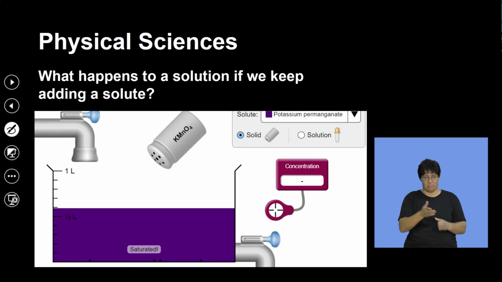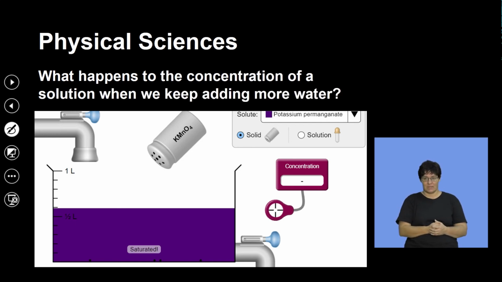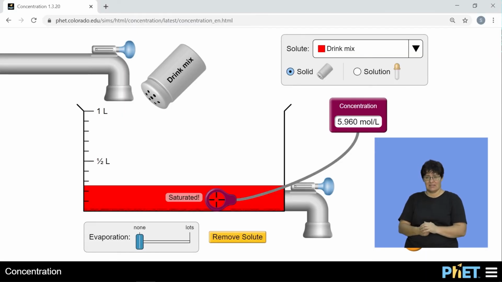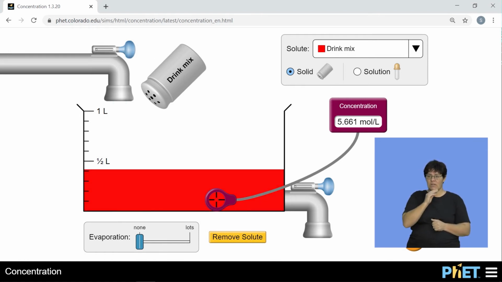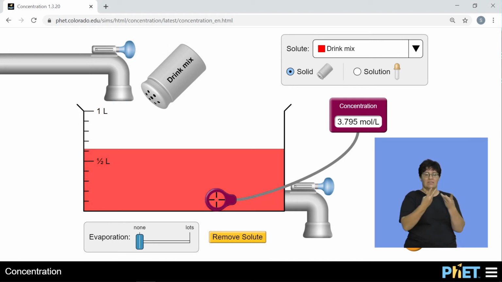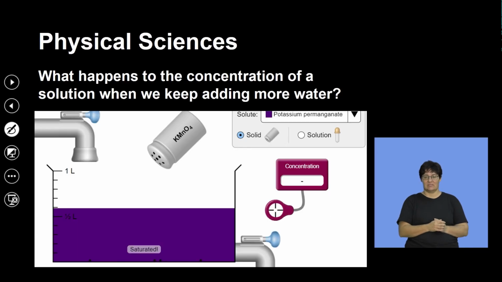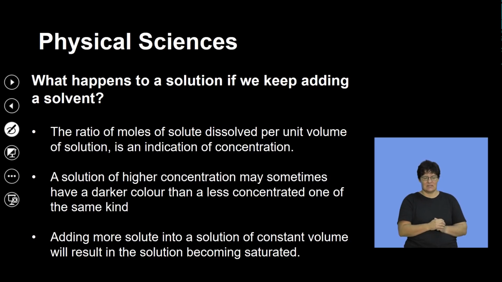So going back to our simulation, just to understand what happens to the concentration of a solution when we keep adding more water. If we go back to our concentrated, saturated solution, let's add more water to it. Take note of the concentration reading there. If we add more water, the concentration is getting lesser and lesser because the volume of solution is getting bigger and bigger. So the concentration decreases for the same number of moles of the solid. Right, so what does this mean in terms of our understanding or our discovery?